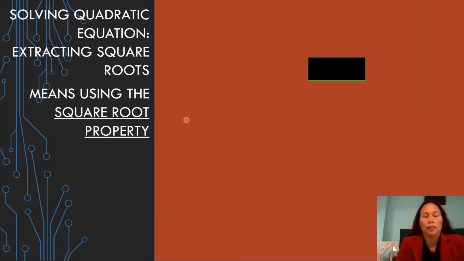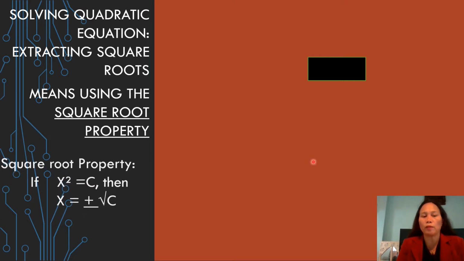Now, in solving quadratic equation by extracting square root, para natin ma-solve yung quadratic equations, ibig sabihin na pag sinabi nating solve, kinukuha natin yung value ng x. Hinahanap natin yung mga solutions niya na value ng x. We can apply the square root property. Ano ba ibig sabihin ng square root property? Ang square root property ay ito. If x squared is equal to c, then x is equal to positive and negative square root of c.